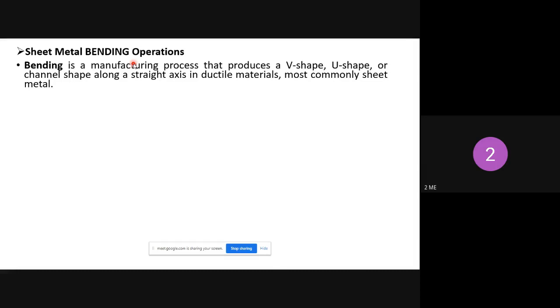Bending is a manufacturing process that produces V shape, U shape, or channel shape along a straight axis in ductile material, most commonly sheet metal. So different shapes can be produced in a sheet metal with the help of die as well as punch. V shape, U shape, and L shape can be produced.